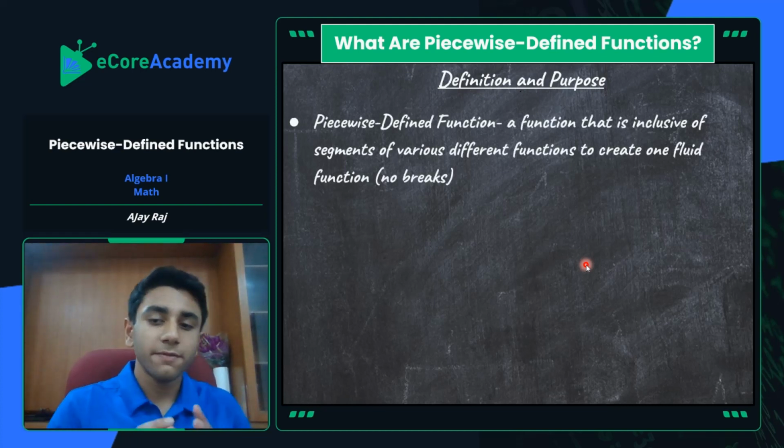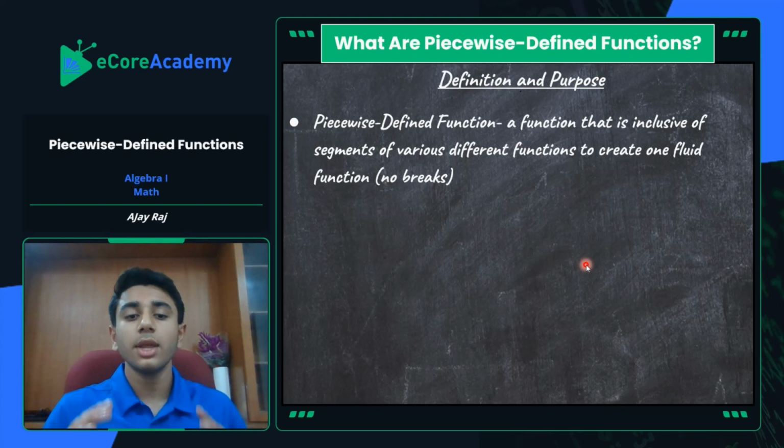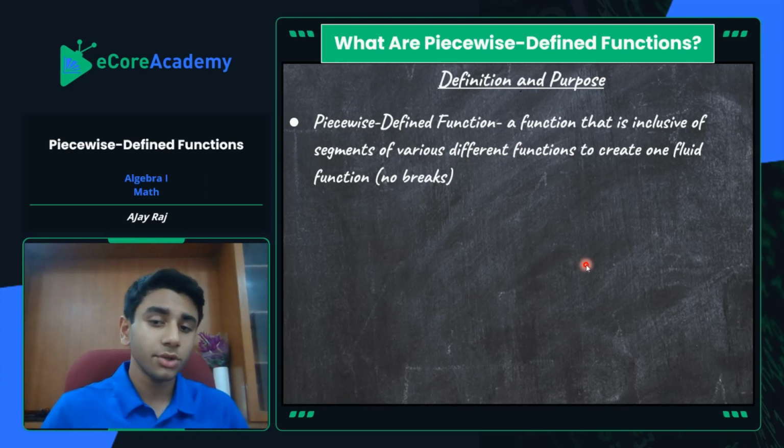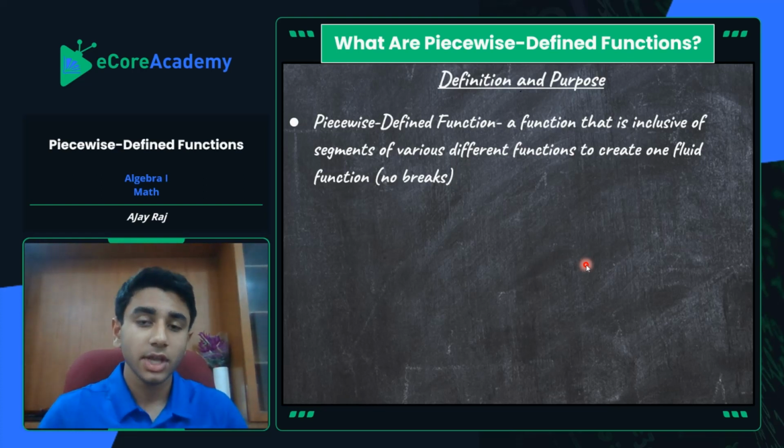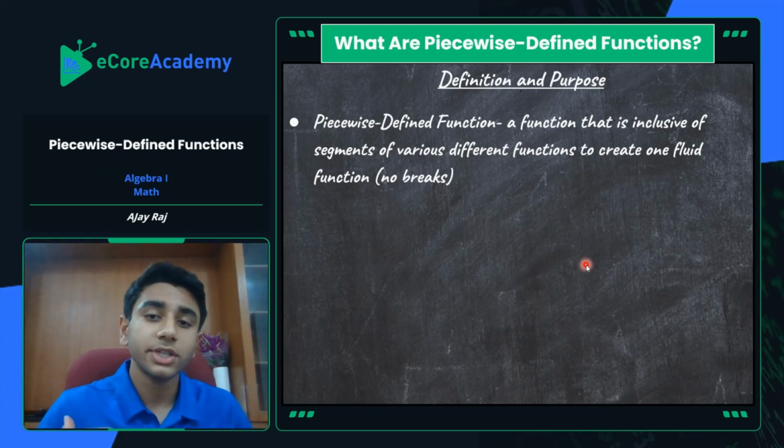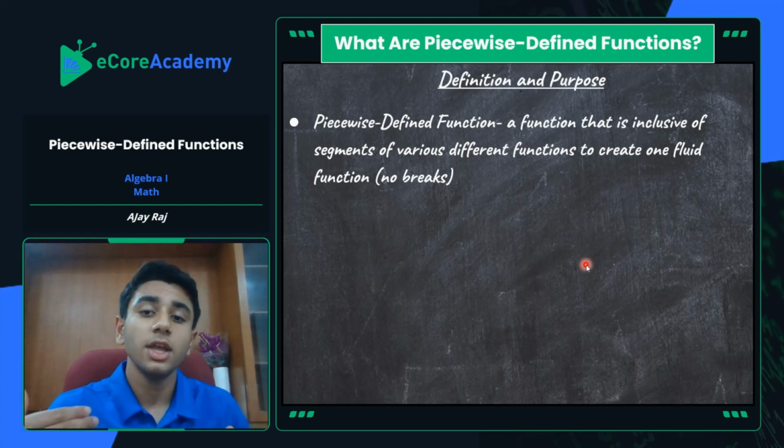So a piecewise-defined function, by its mathematical definition, is a function that is inclusive of segments of various different functions to create one fluid function. The traditional piecewise function would not have any breaks. However, you can have a piecewise graph that does have, not necessarily fluid, but different sections and different subsections of previously existing functions. So essentially what you're doing is you're taking your general functions like your linear equations, your parabolas, and then basic shapes like your circles and other figures that can be created by single function equations.